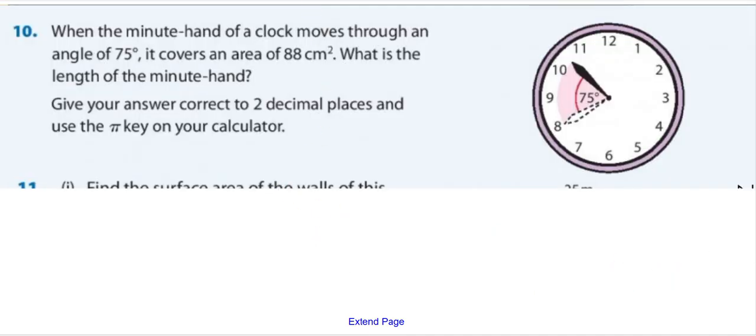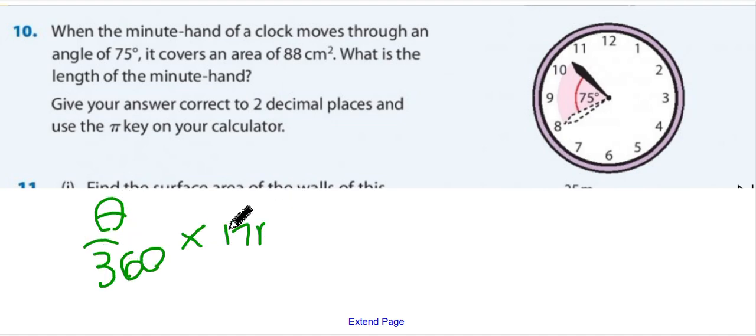Okay. Very simply, it's theta over 360 multiplied by pi r squared equals 88. What they're basically saying is, see that green area, like a pizza slice? That green area is 88. And what we've got to figure out is what is the radius of the hand? We don't have the radius, okay?